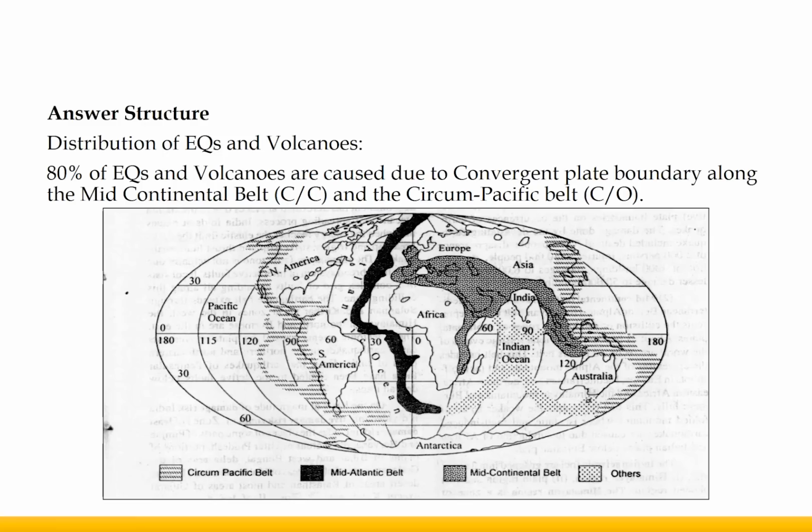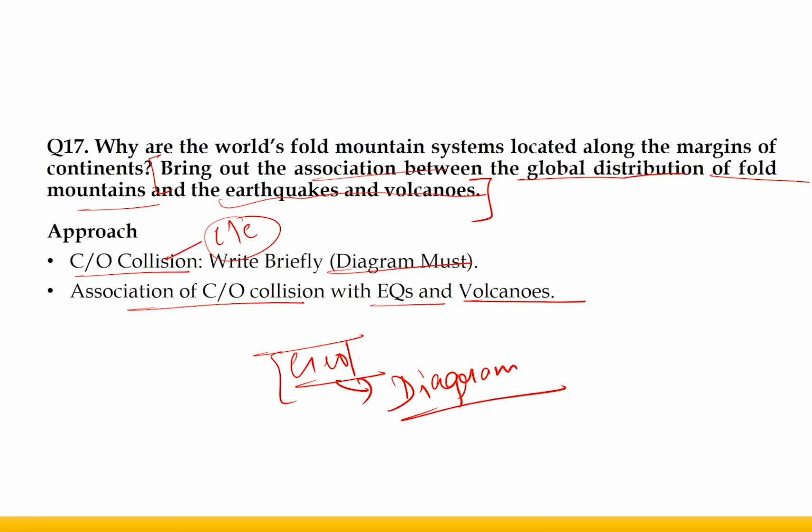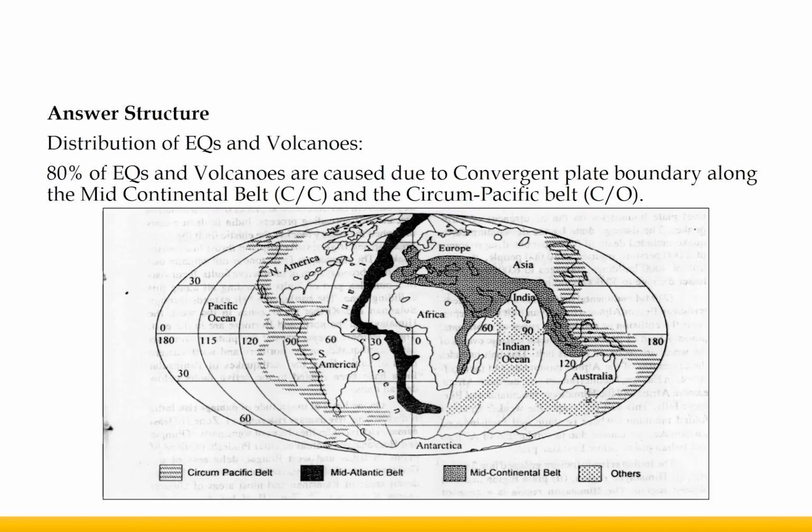Now coming to the second part, I have drawn a diagram here, but it is not very important. This is just for an illustration for you people. Now the question asks, bring out the association between global distribution of fold mountains and earthquakes and volcanoes. So first you can simply make a heading, what is the global distribution of fold mountains? The global distribution of fold mountains is in three belts.